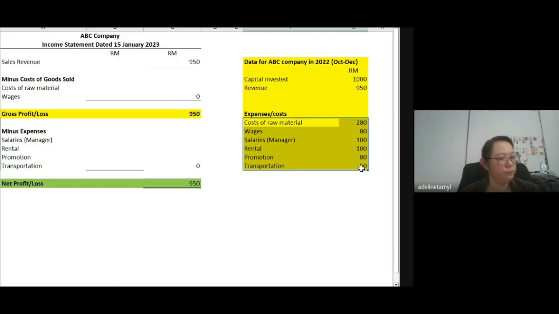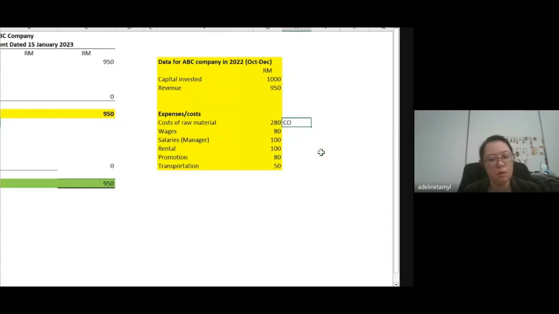So the very important part to prepare this statement is that you have to know which one is cost of goods sold. Cost of raw materials is cost of goods sold. Cost of goods sold means the cost to prepare the products or services to sell. Cost menyediakan barangan atau perkhidmatan untuk dijual. So the cost of raw material, bahan mentah, is cost of goods sold, COGS here. Wages ialah upah untuk menyediakan produk itu untuk dijual, for example, COGS.